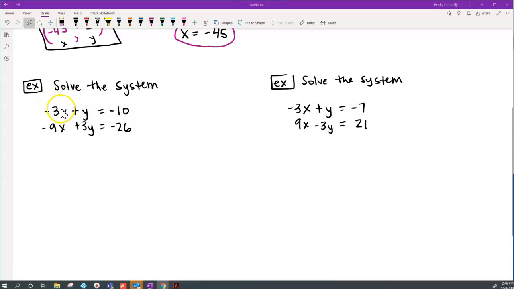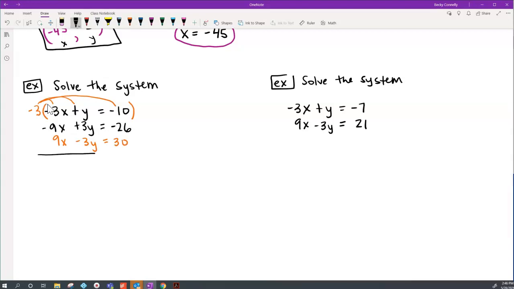To solve with the elimination method, I'm trying to add the equations together in such a way that one of the variables would eliminate. So I'm looking at this going, what if I took this top equation and multiplied it by negative 3? I'm thinking of that because if I had a negative 3y plus a 3y, that's going to zero that out and get rid of my y's. So I'm going to distribute that through to everybody, and when I do that, I'll get 9x minus 3y equals positive 30.